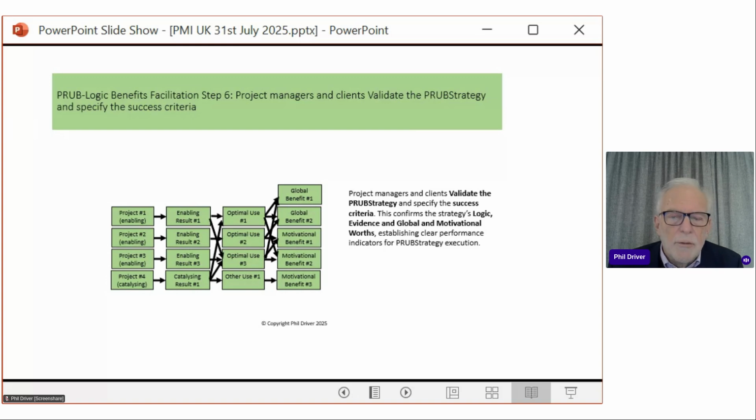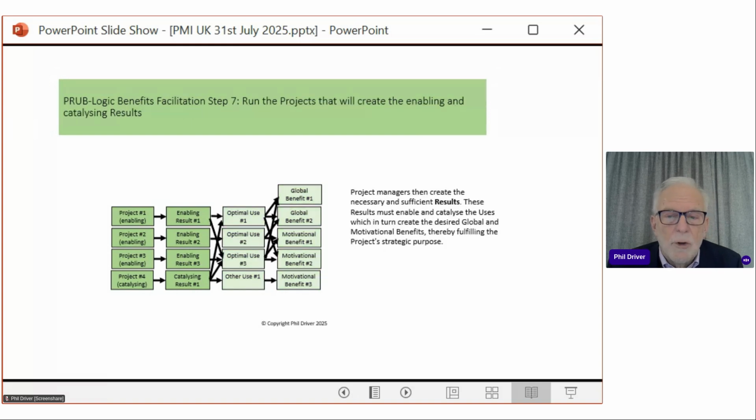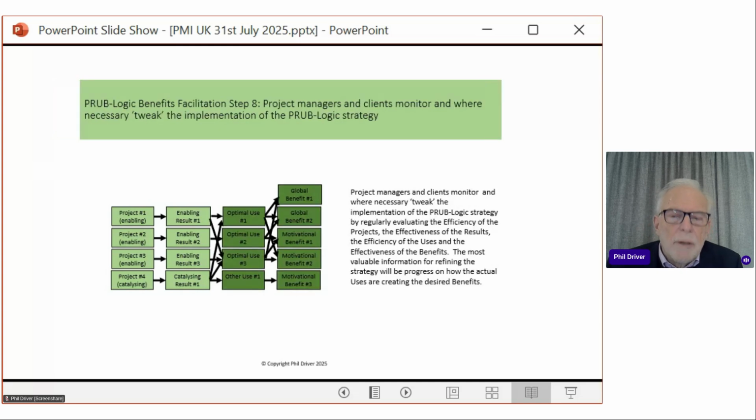And the next stage of benefits facilitation is core to your business. Get on with it, make the results. And then the final stage is monitoring the uses and the benefits. Are they actually happening according to how we theorized they would happen? And if not, do we need to change the results? Do we need to do a bit more work on the projects and so on?